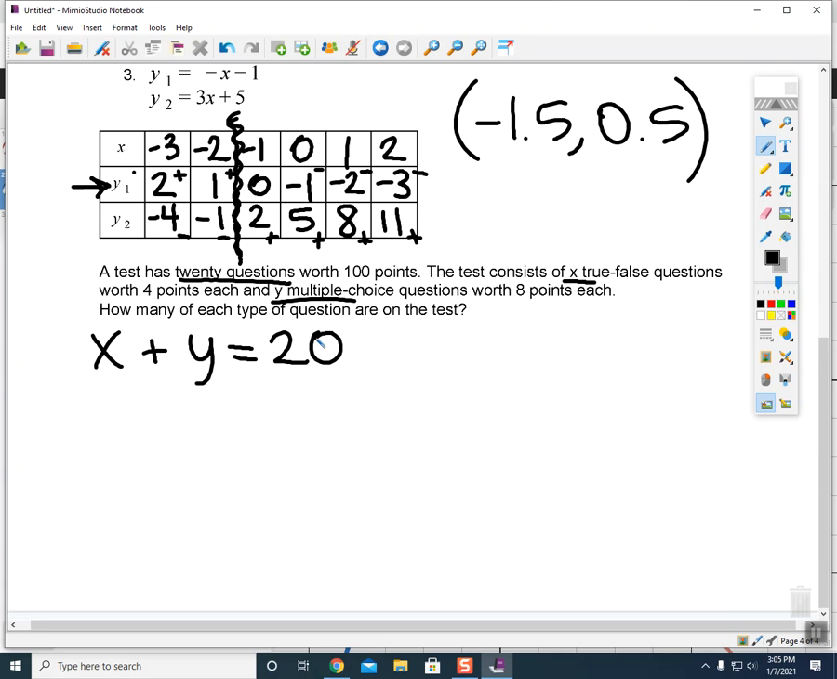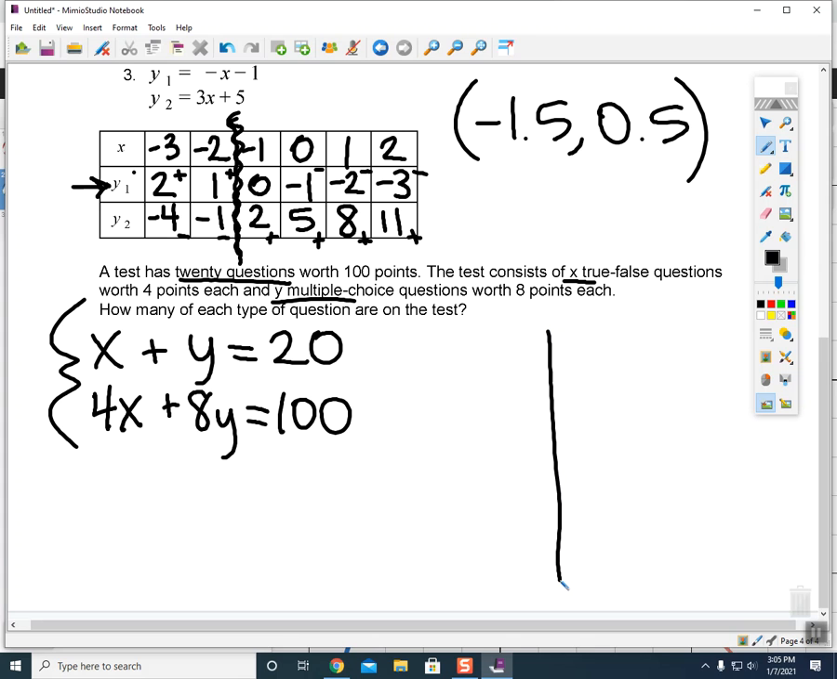Another equation that I have then is 4x. Each of the true-false questions is worth 4 points. 4 times x plus 8 times y is going to equal 100. Okay, so this is our system of equations. We have our two equations. Now you have a graph on yours. I don't know why it didn't show up on mine. But your graph goes from 0 to 18, I believe.